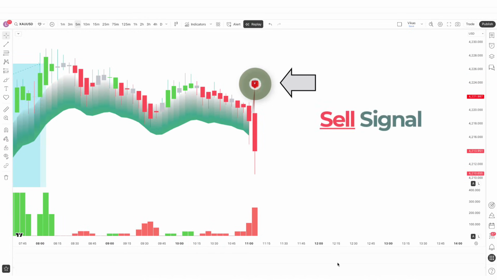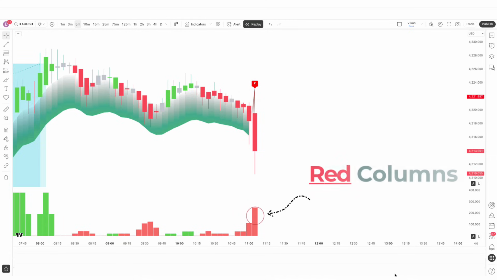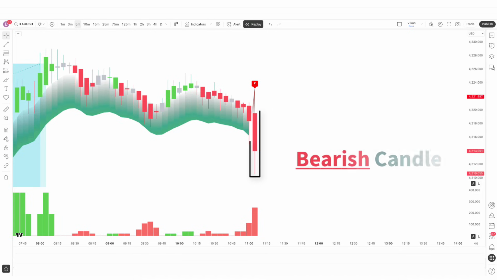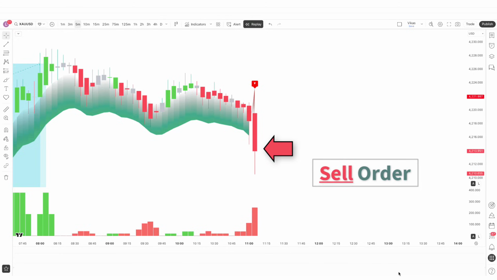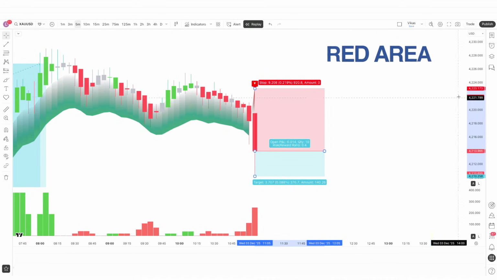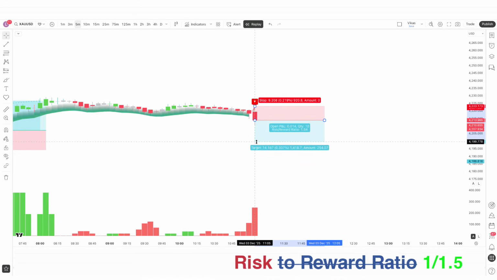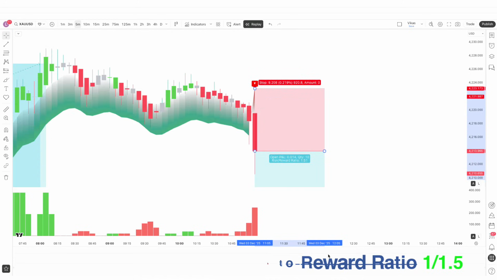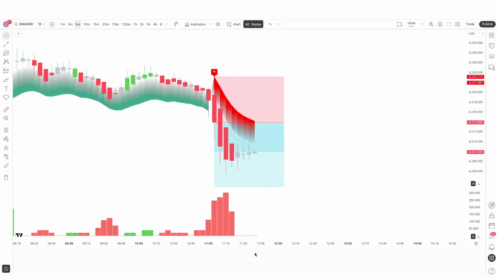Here, the SFI Follow Trend arrow of this indicator is a sell signal. Here, the HHLI oscillator shows red columns. Here, the market has made a bearish candle to give confirmation. So all our conditions are being fulfilled, so we are placing an order to sell. Our stop loss is to be placed at the red area, and the risk-to-reward ratio will be 1:1.5. Let's see what happens to our trade.